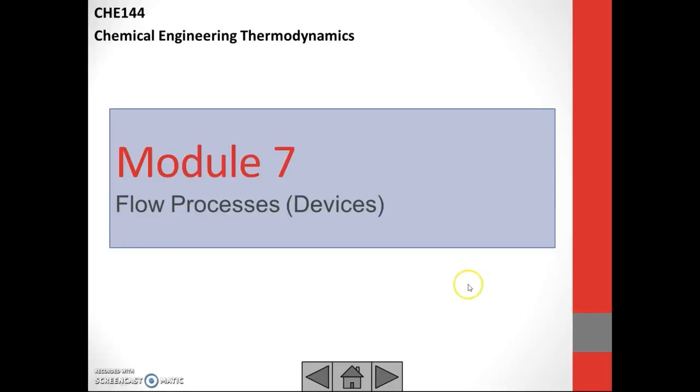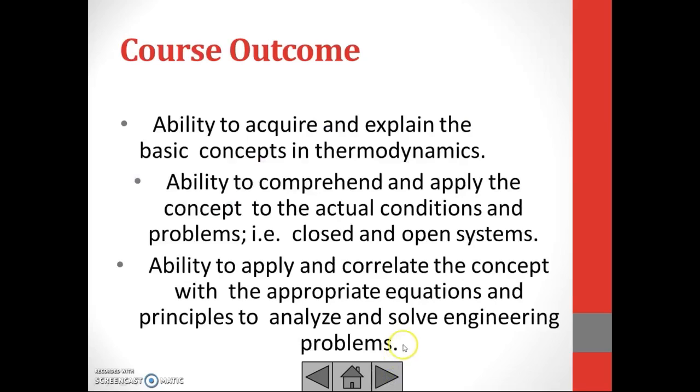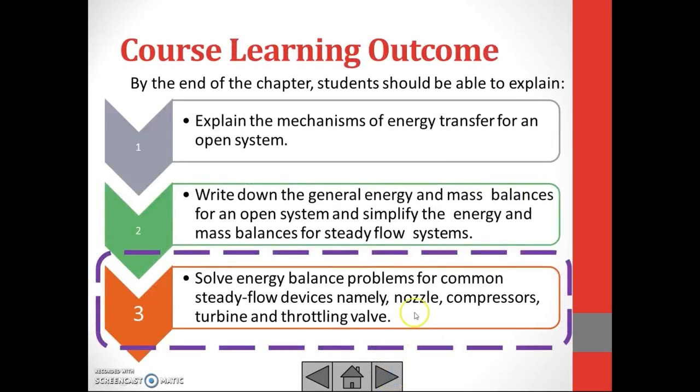Okay, module 7 is about the flow processes for the devices. The course outcome is the ability to acquire and explain the basic concepts in thermodynamics, to comprehend and apply the concept to the actual conditions and problems in closed and open systems, and apply and correlate the concept with the appropriate equations and principles to analyze and solve engineering problems.